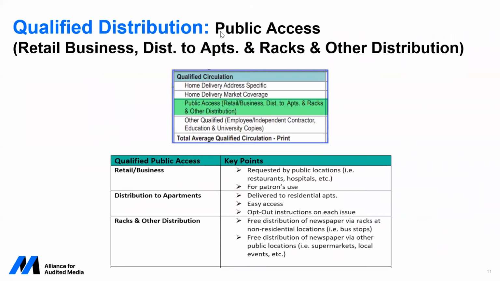This slide, I'm going to talk about public access. This is a consolidated category. What makes up public access is retail business, distribution to apartments, and racks and other distribution. It is one category. So if you had any distribution for retail business, distribution to apartments, racks and other distribution, it's all in one category called public access.